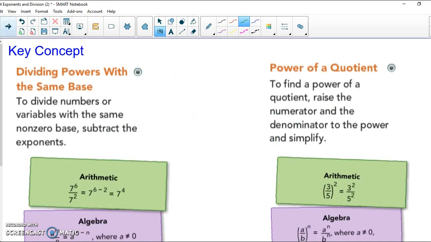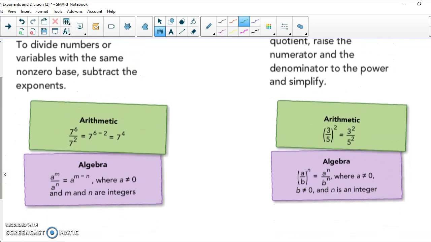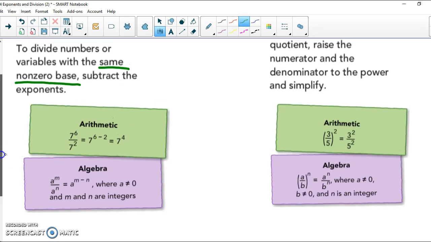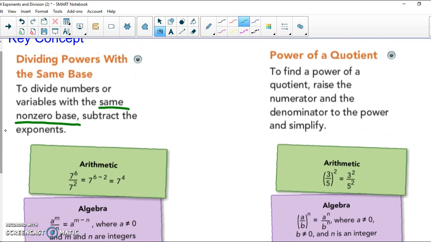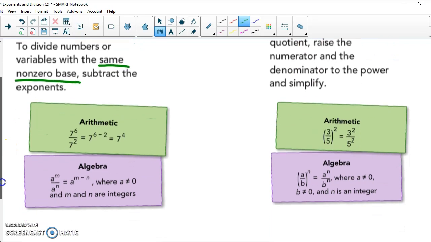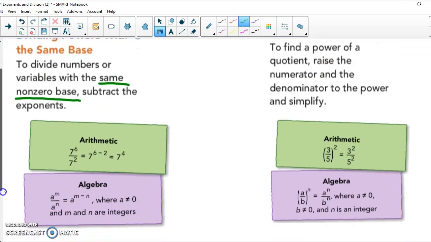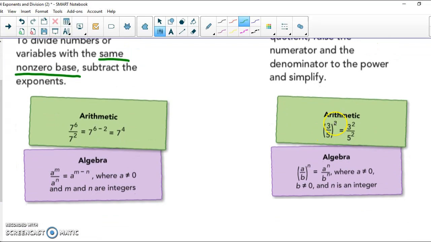Super job. So let's review our key concept here. When we are dividing powers with the same base, we are going to subtract the exponents. So the key is to make sure we have the same base and it's not 0. And I can subtract my exponents. And when I'm doing power of a quotient, I need to raise the numerator and the denominator to the power and then simplify. Such as 3/5 squared, I'm doing 3 squared over 5 squared.